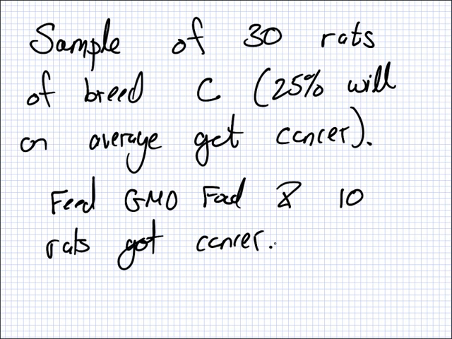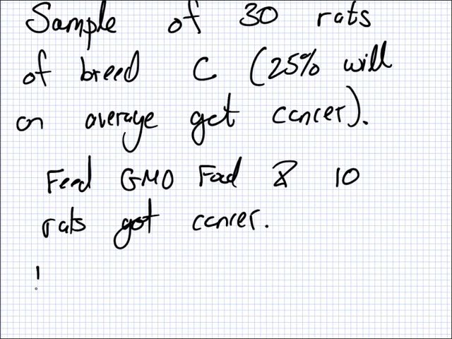So it's not like you can get 7.5 rats developing cancer anyways, right? So the question is, has there been enough rats getting cancer to indicate that GMO foods cause an increased rate of cancer, right? We think not, but let's test it formally. So, what is the null hypothesis here?